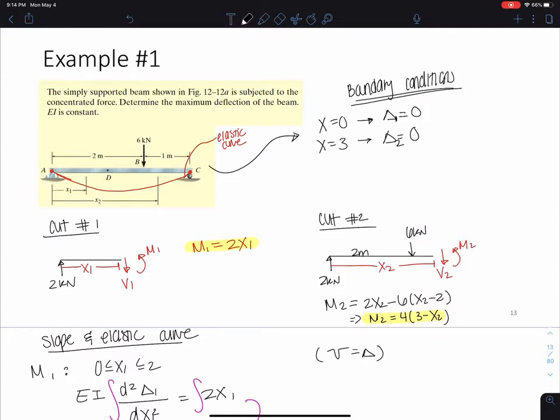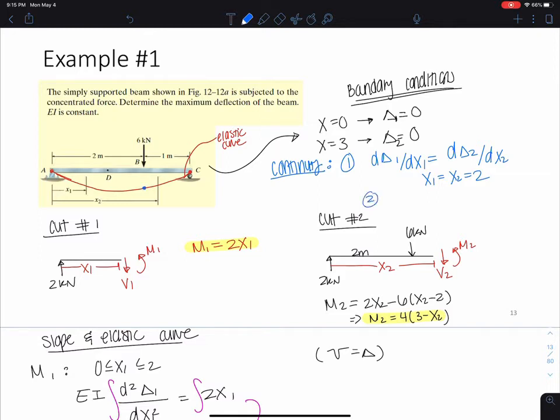Okay. I also know some information about the continuity of the beam. I'll say one continuity condition: the derivative, d delta 1 over dx1, has to be equal to d delta 2 over dx2 when x1 equals x2 equals 2. At that point, this has to be continuous, right? Whatever happened before has to happen after.